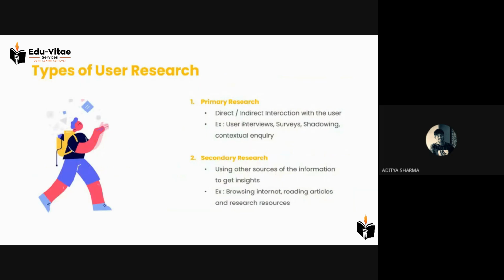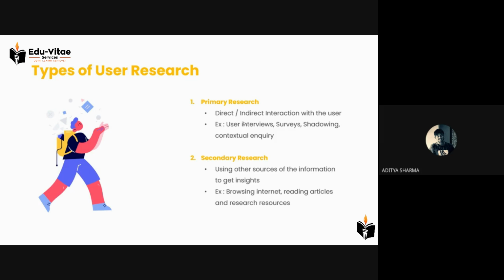User research is of two types, which is primary and secondary. Primary research can be further of two types: qualitative and quantitative. Qualitative research refers to taking interviews, shadowing or contextual inquiry, and quantitative research refers to surveys, like Google Forms, where you ask specific questions and then proceed ahead with that, right?